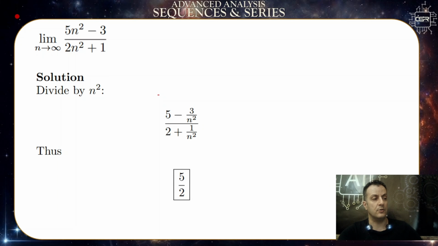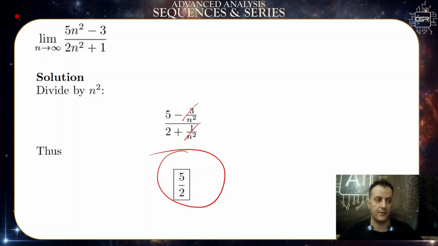And here's the solution. You divide by n squared, both numerator and denominator. The limit of these two, which is 3 over n squared and 1 over n squared, is 0 as n approaches infinity. So therefore, the limit is 5 over 2, which is also the point of convergence of the sequence as n approaches infinity.